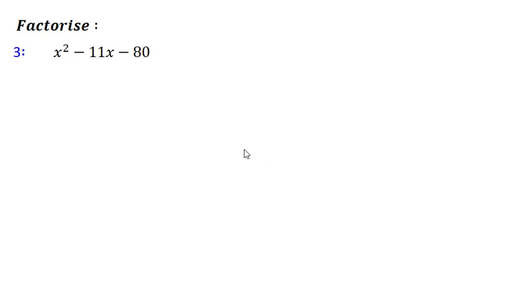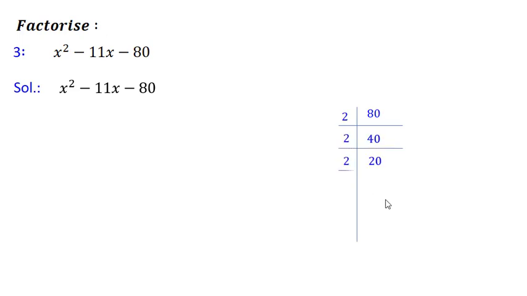Third question is x square minus 11x minus 80. Here a into c is minus 80. So you find two factors of minus 80 such that their addition is minus 11. Let us first factorize this 80. You all know how to factorize, how to find prime factors. So let us find the prime factors.